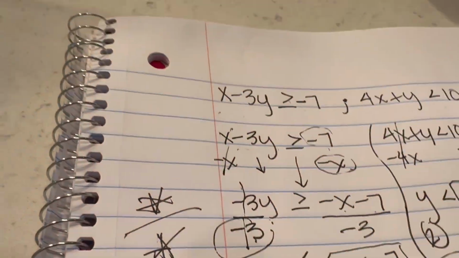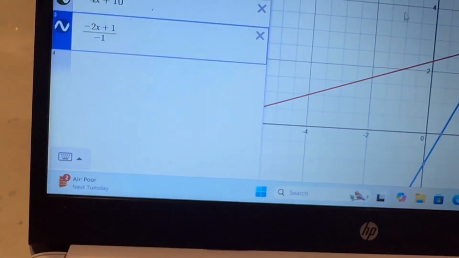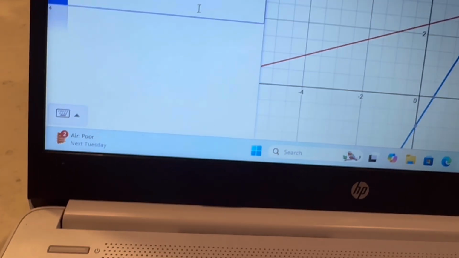Negative x minus 7, minus 3. Negative 4x plus 10, negative 2x plus 1, negative 1. I'm showing you real time. You have to double check your entries, you guys. Next, put your points in.